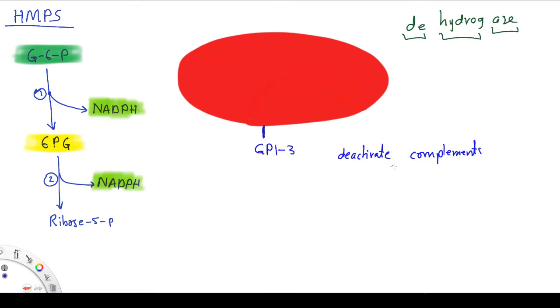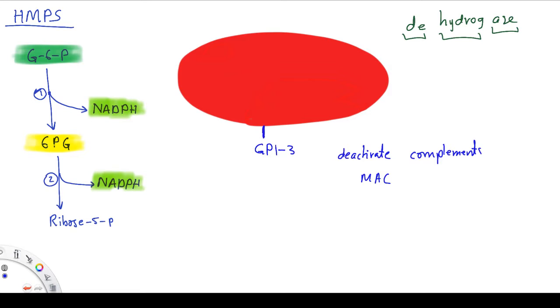This GPI3 deactivates complement. That means if MAC is there, it can attack this RBC and lyse it. But who will protect the RBC from MAC attack? GPI3. So one way you can lyse RBCs is by which pathway? Complement, the MAC attack. So GPI3 protects the RBC at all times from complement. Does that make sense?